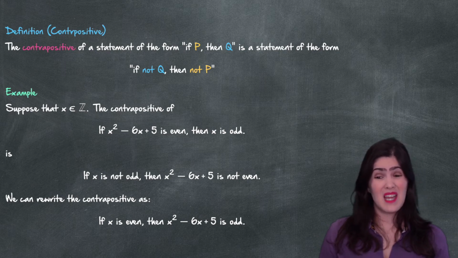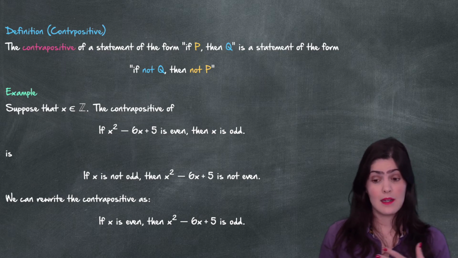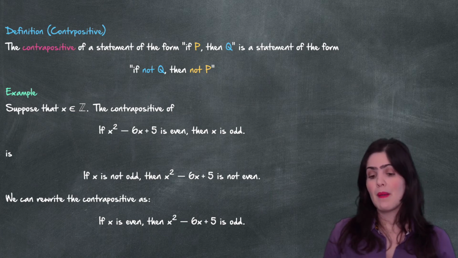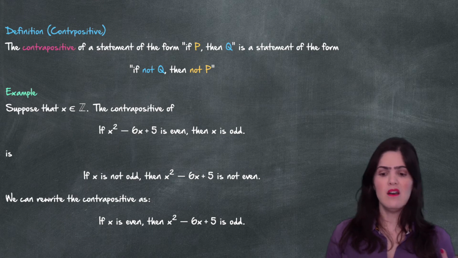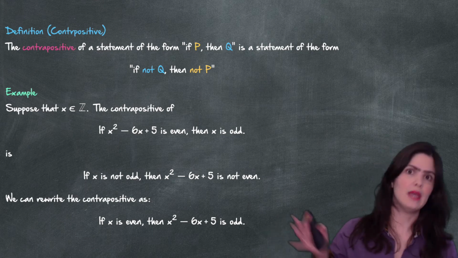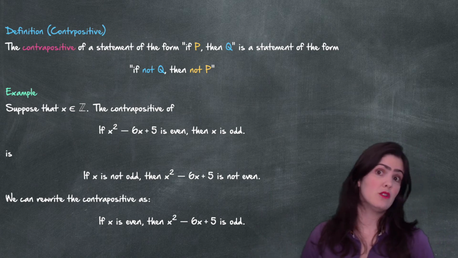The original statement was actually quite difficult. At a glance, a simple look, I wouldn't be able to answer whether it's true or not. But with the contrapositive, I can immediately see, oh yeah, x is even, so x squared is even, 6x is even, 5 is odd. Okay, the whole thing has to be odd. So it's very easy to verify.